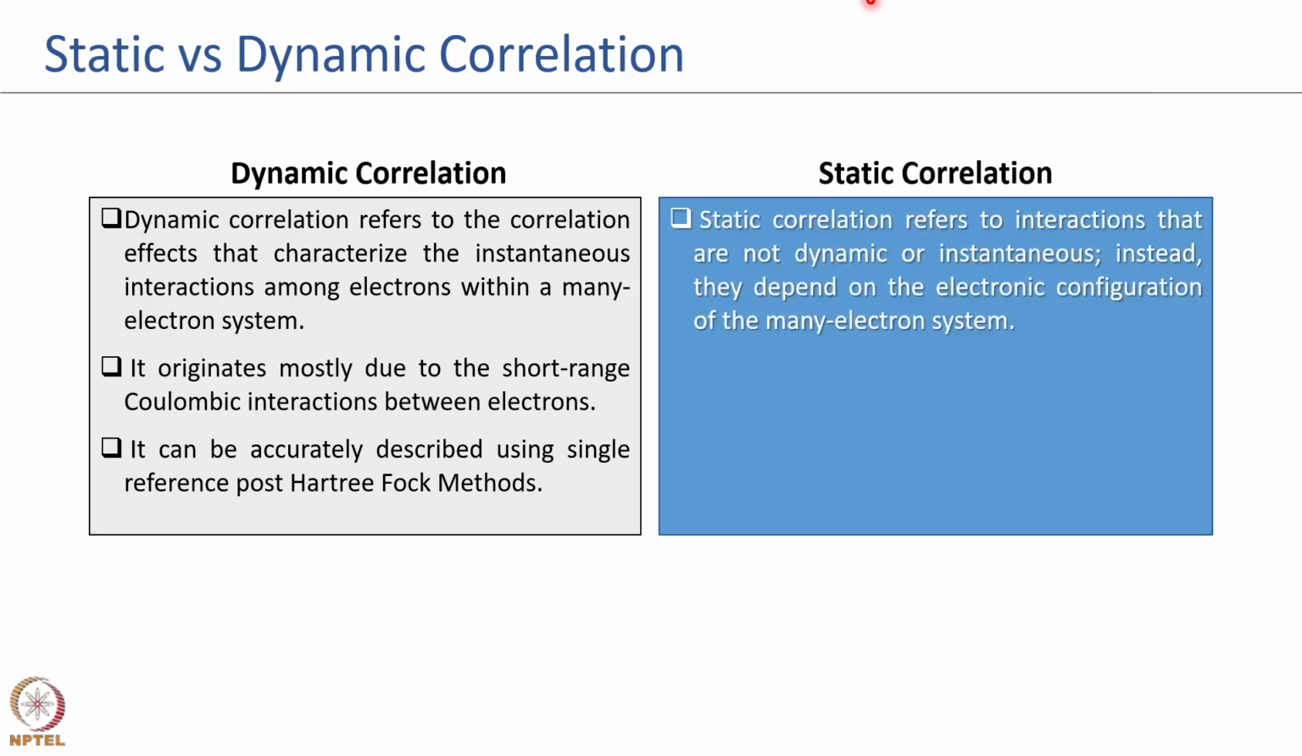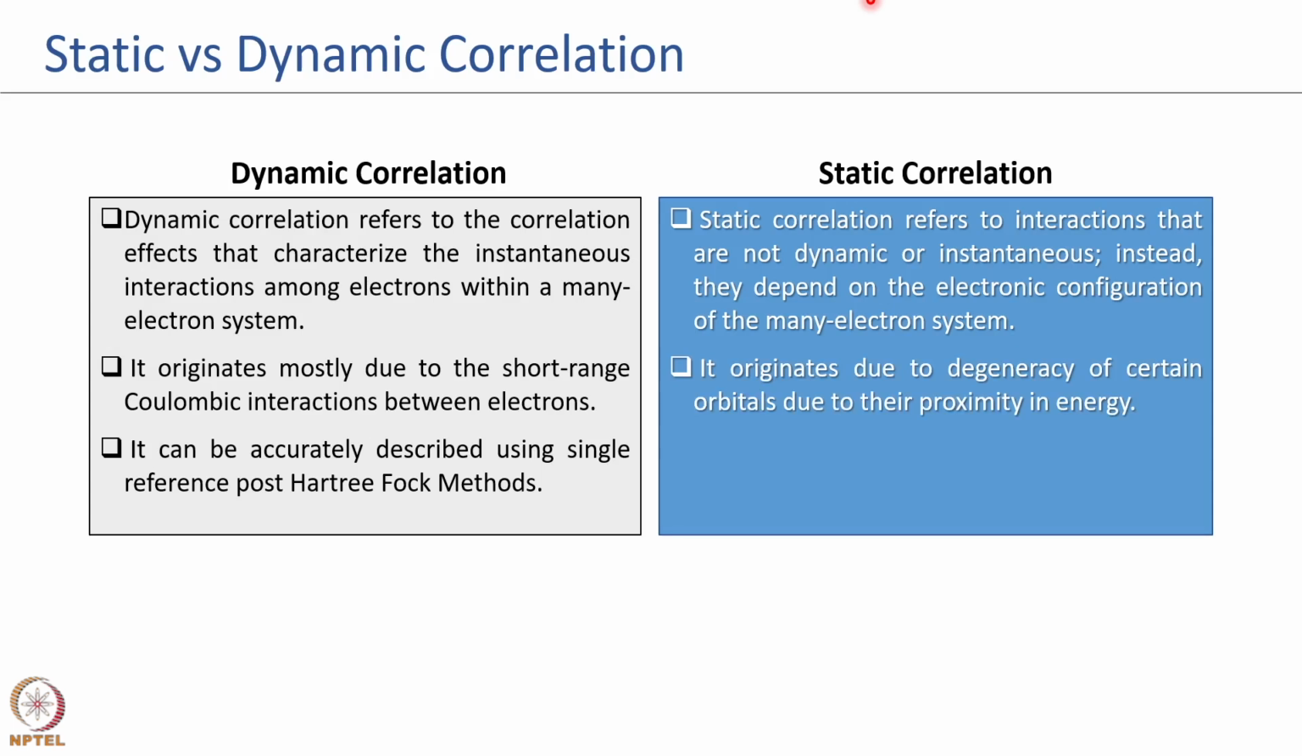On the other hand, static correlation refers to the interactions that are not dynamic or instantaneous. Instead, they depend upon the electronic configuration of the main electron system. So, they arise due to the interaction between the different possible configurations which are possible for the same state, and it originates due to the degeneracy of certain orbitals due to their proximity in energy.